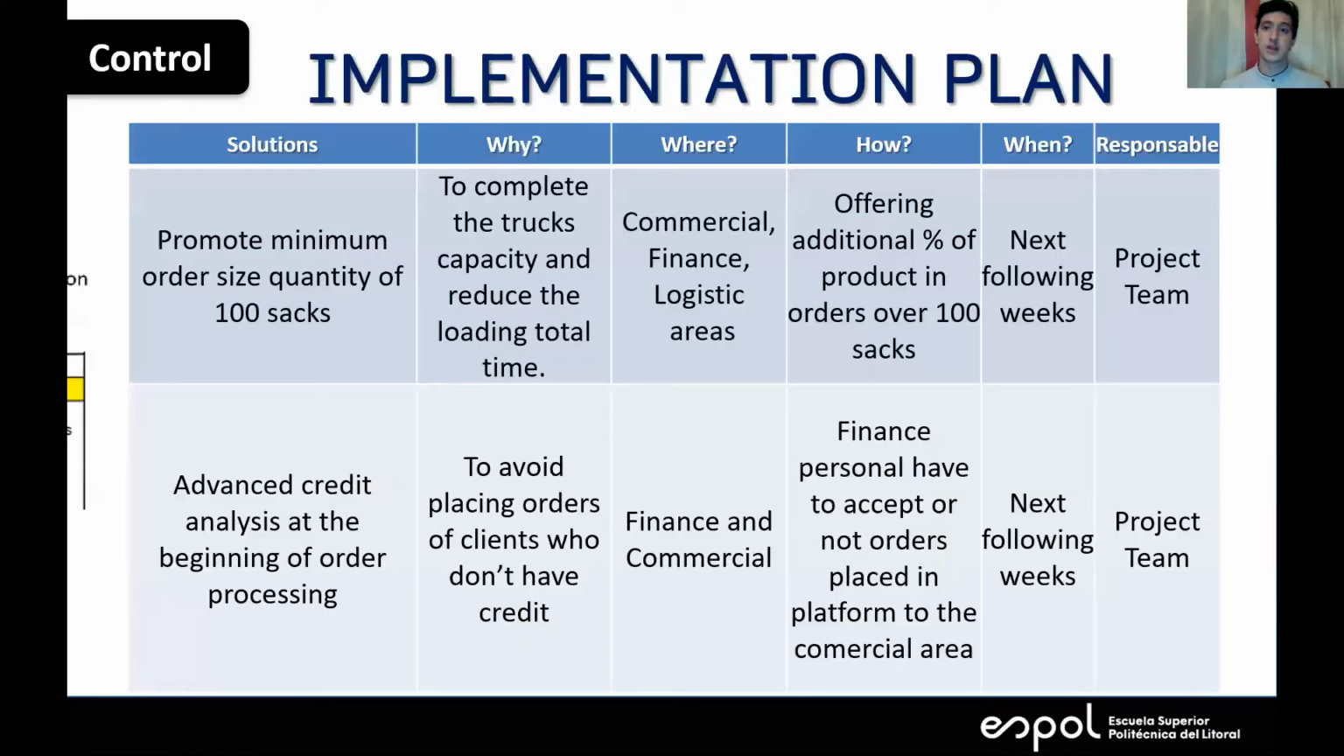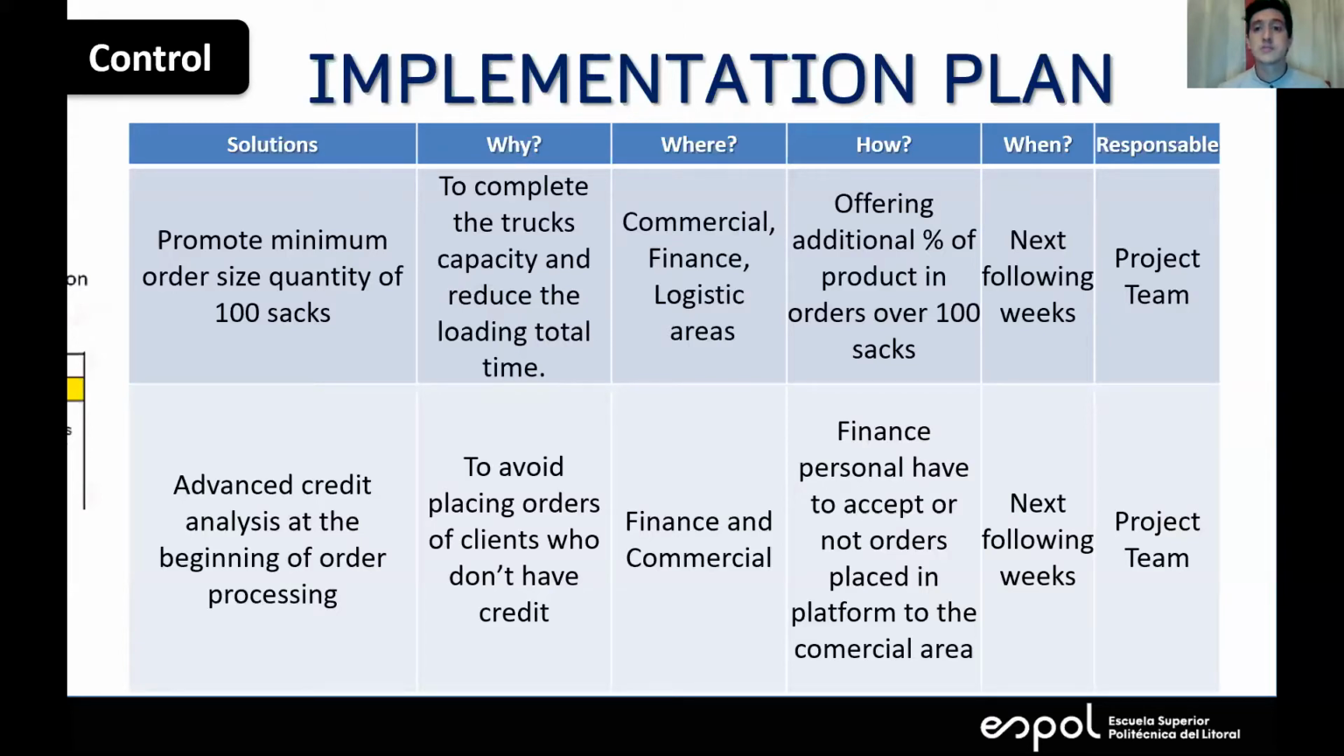In the implementation plan, we have two solutions. Promote a minimum order size quantity of 100 sacks, and advance the credit analysis to the beginning of the order processing. Why? To complete the truck's capacity, reduce the total loading time, and avoid placing orders of clients who don't have credit, involving the commercial, finance, and logistics areas for the first one, and finance and commercial for the second one.